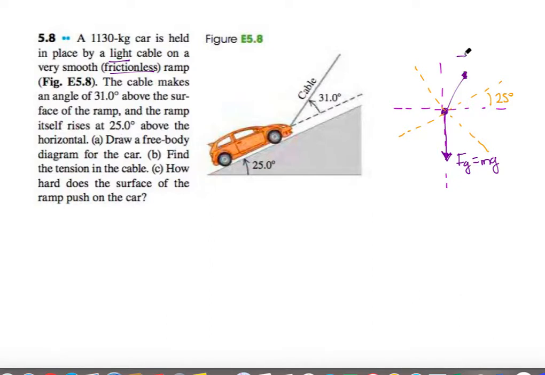My tension is going to be acting at an angle of 31 degrees above that set of axes. So the other force that I need to concern myself with is the normal force. And because I sketched these orange axes already, I know my normal force is going to be in line with those. So this is my normal force.